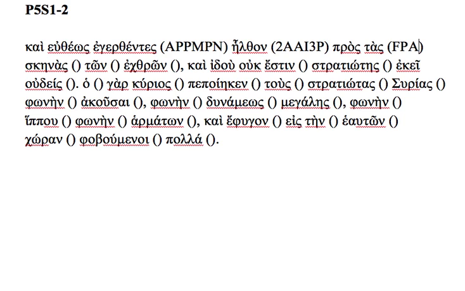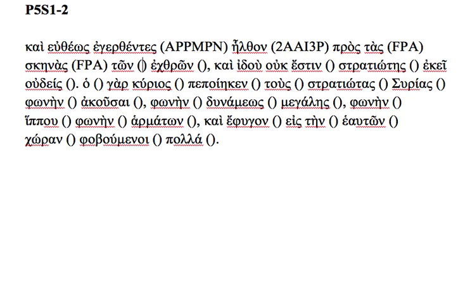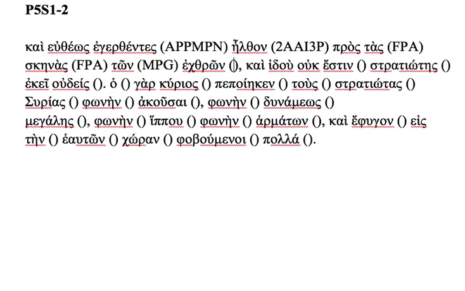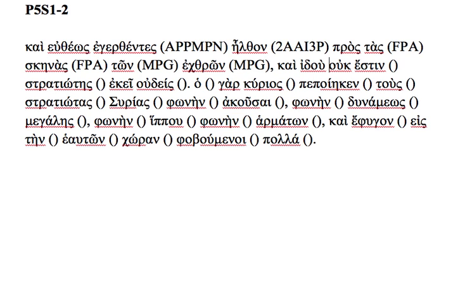Tas skenas, this is very simple feminine plural accusative here. And then ton ekthron. Ho ekthros is the noun in question here, and so we've got masculine plural genitive there, and masculine plural genitive here. Kai idou ouk estin. We have a present indicative third singular. Remember, with forms of eimi, you do not need to include voice, active, middle, or passive. You don't need to include that with forms of eimi. So this is just present indicative third singular.